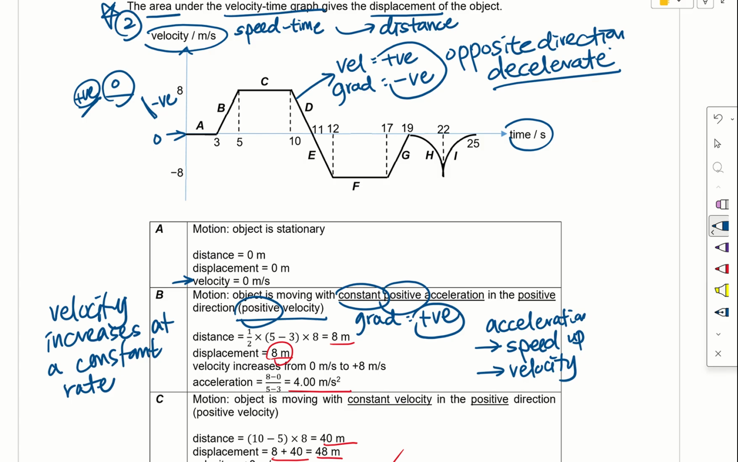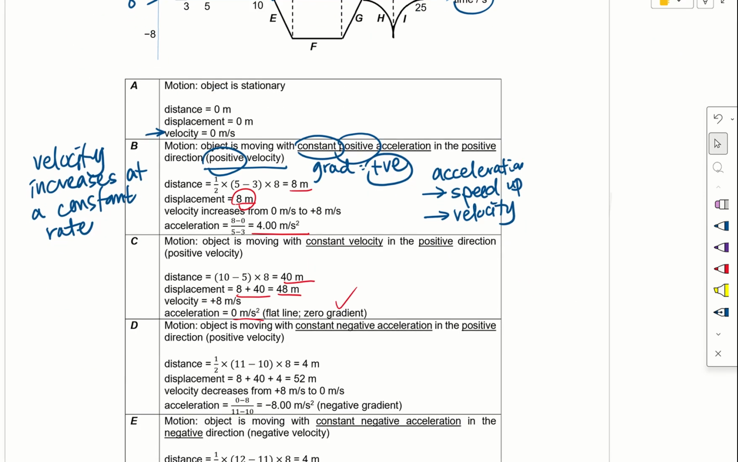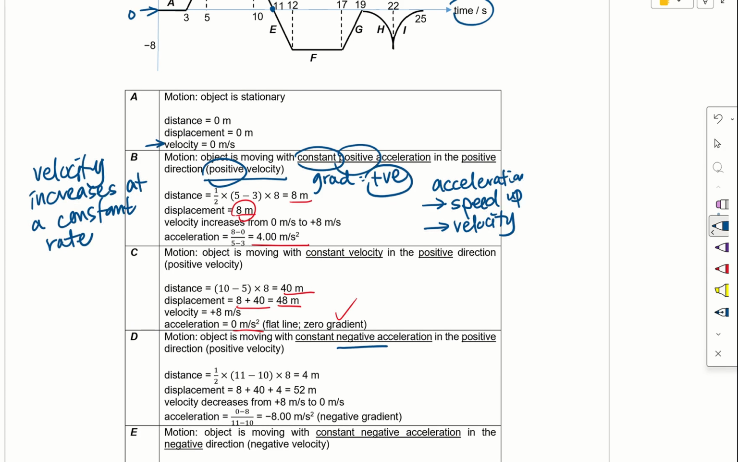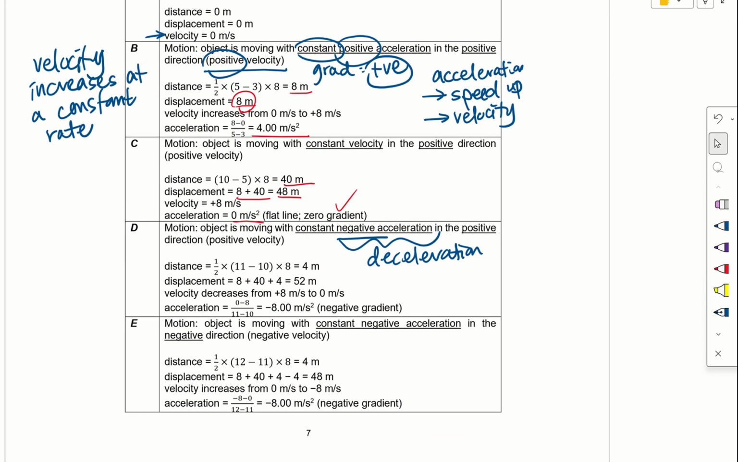Okay? And isn't it true? You went from 8 meters per second all the way to 0 meters per second. That means your speed is decreasing. So we will say that the object is moving with constant negative acceleration. In this case, it's constant deceleration. Is it still moving in the positive direction? Yes, because the velocity is positive, just that it is slowing down.